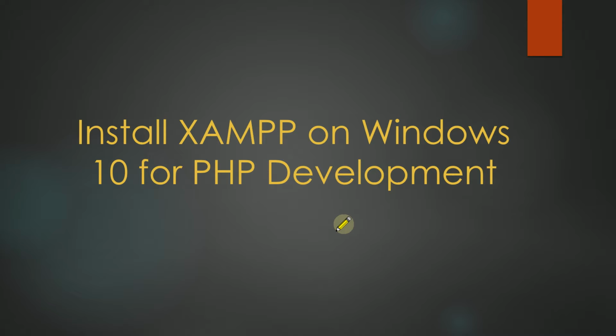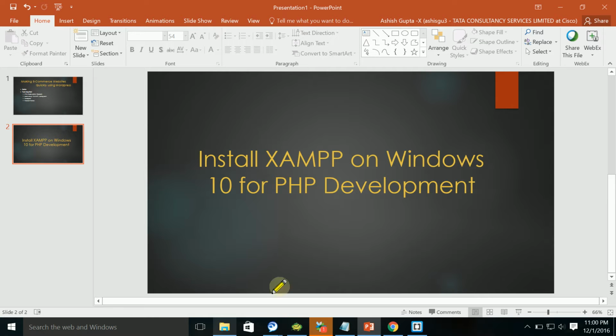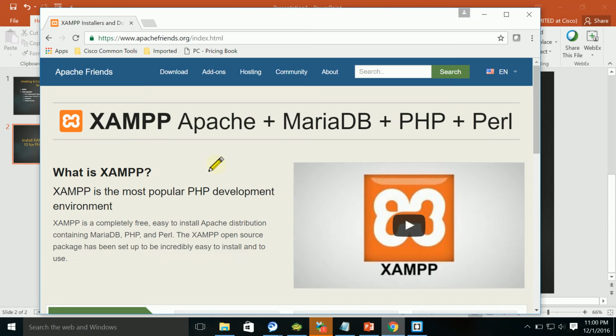This is the second tutorial of the series where we'll be developing an e-commerce website. First we need to install XAMPP on our Windows 10 machine for our PHP development. So you can go to the website I have given in the description, apachefriends.org. Here you will be able to download XAMPP.